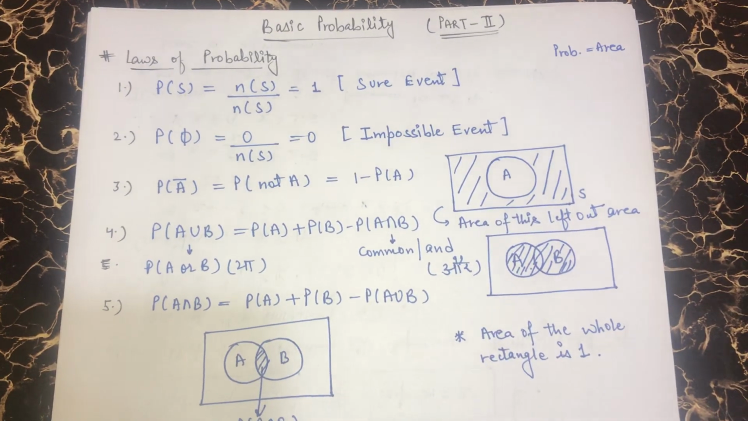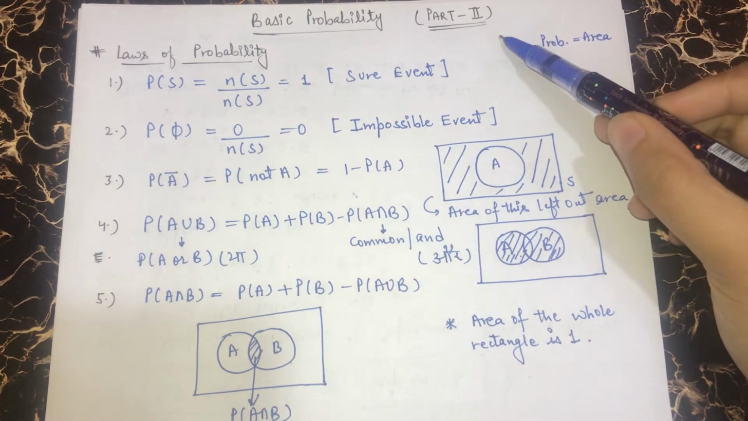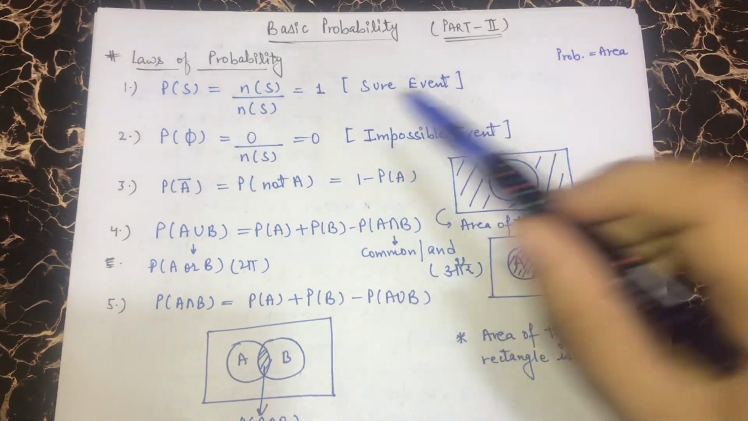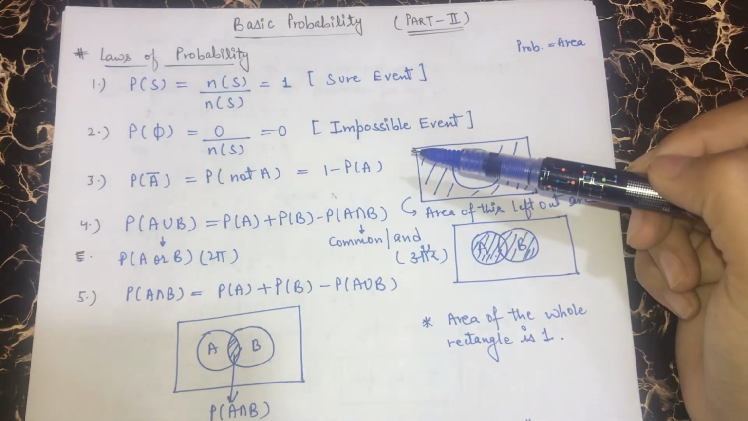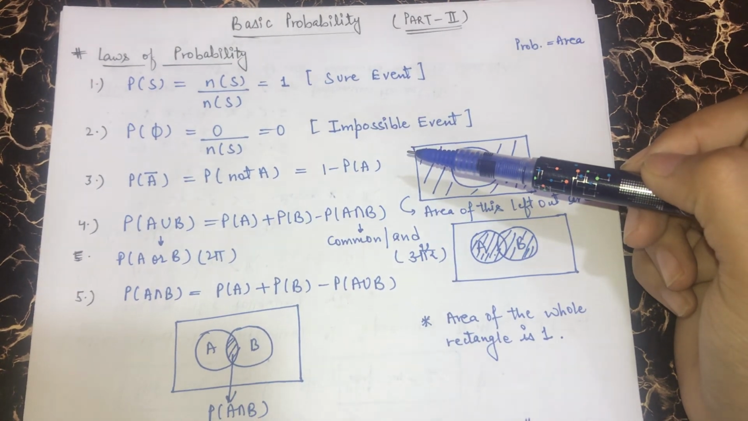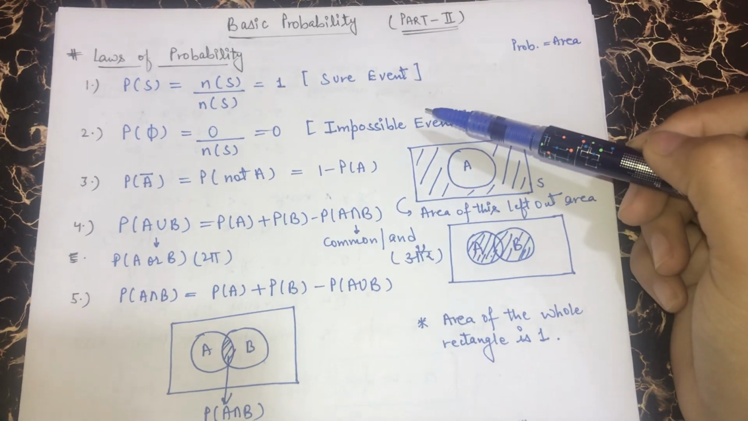Rise and shine friends, today we are going to do basic probability part 2. In this we are going to discuss some laws of probability, which are nothing but some basic probability formulas which you will encounter while solving some probability problems.